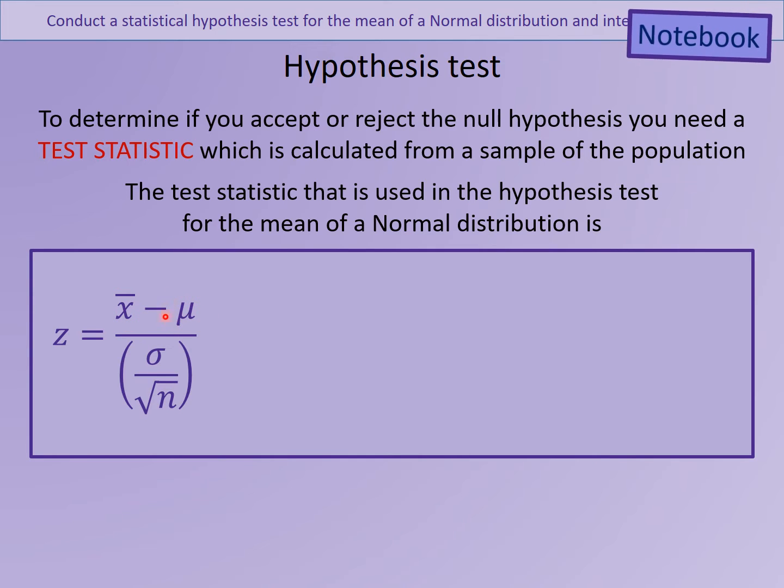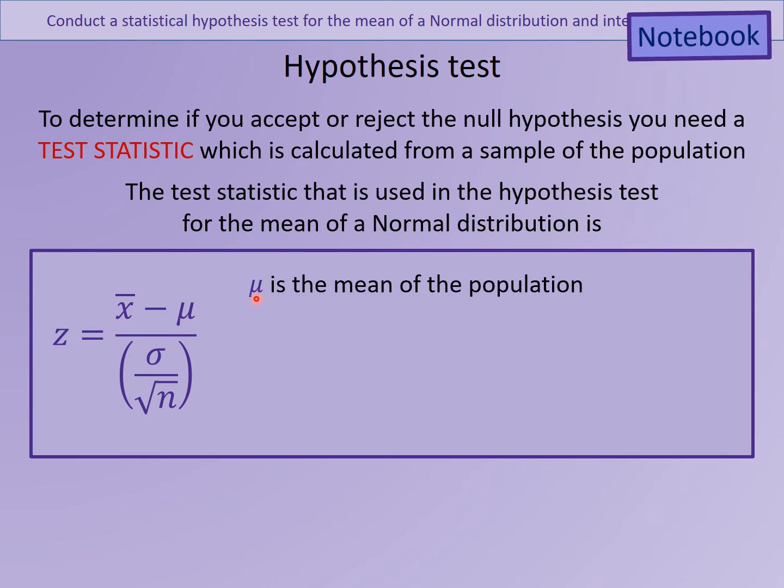This is the mean that the company is saying. So that's the 1080. So that's the difference between what the company is saying and what you've calculated from your sample. This number here, sigma, is the standard deviation. So that was the 30 minutes just there. That's the 30. And this is the only bit that seems a bit new. This bit here, the n value, is the sample size.